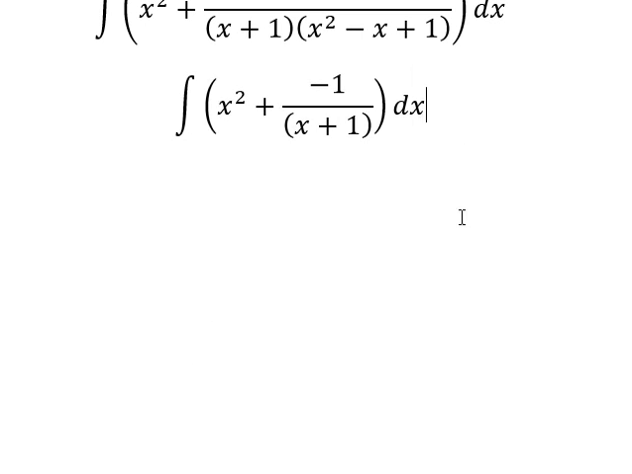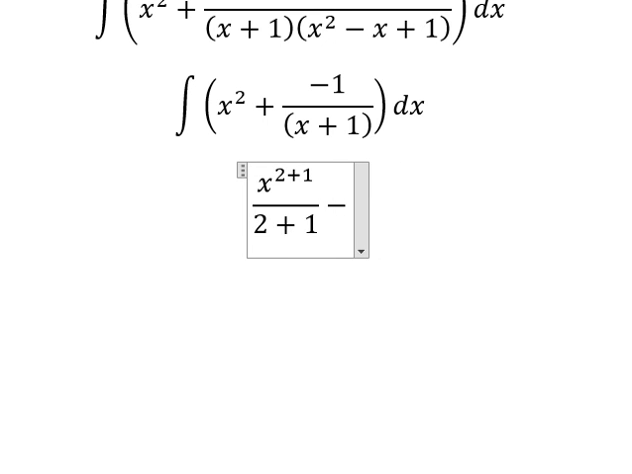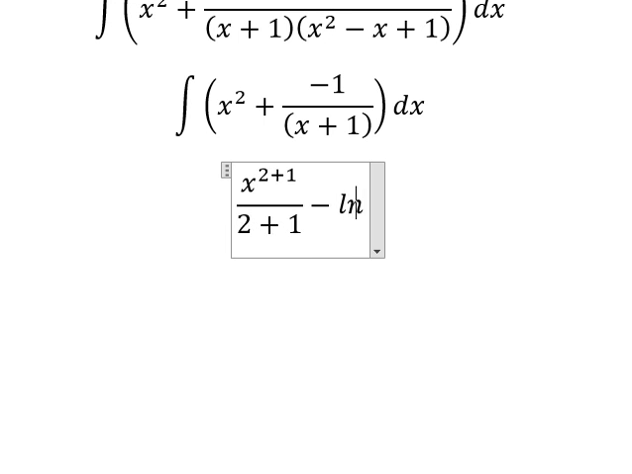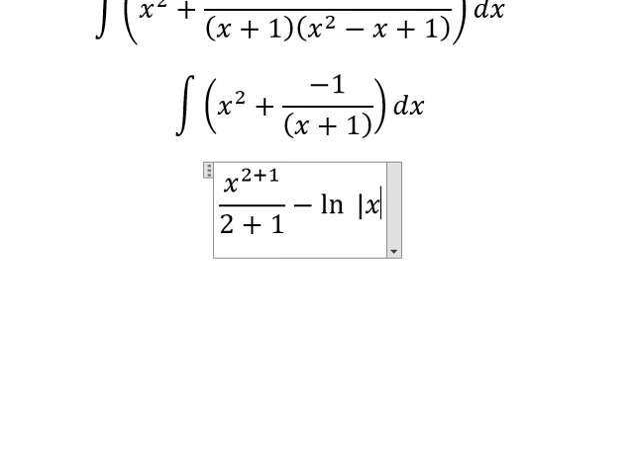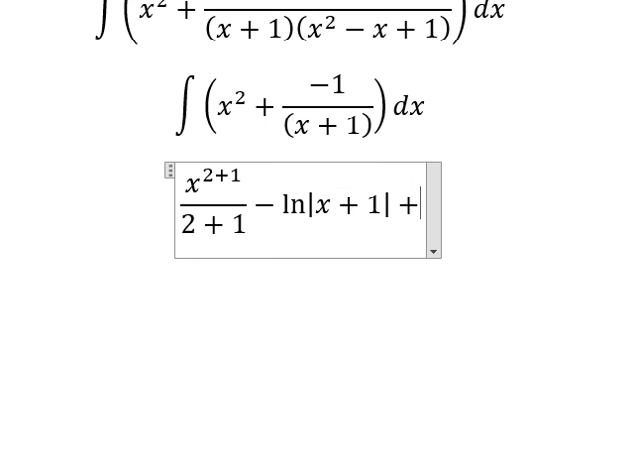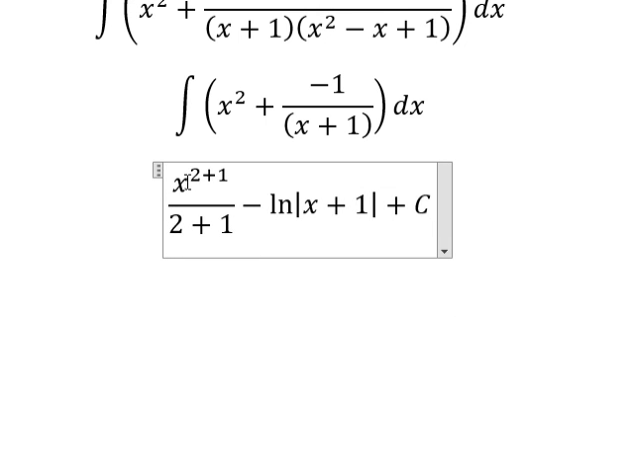So the integration of s squared, we have s to the power of 2 plus 1 over 2 plus 1, and the next one is negative ln of the absolute value of s plus 1, and I will put c. So this one we have number 3 and number 3.